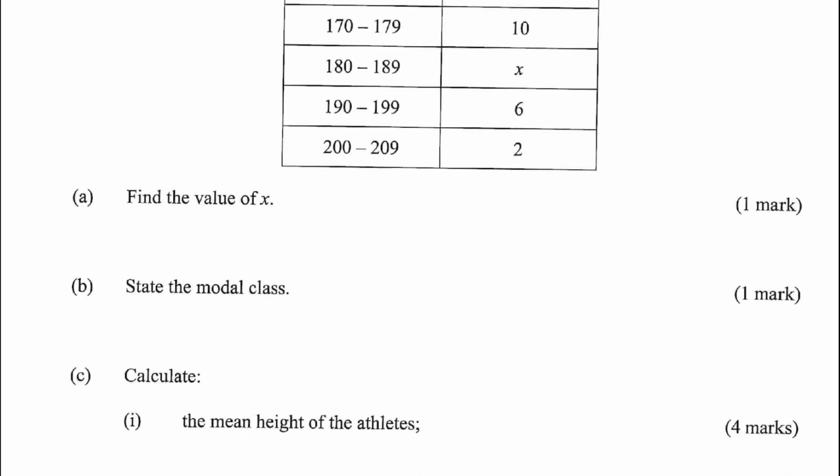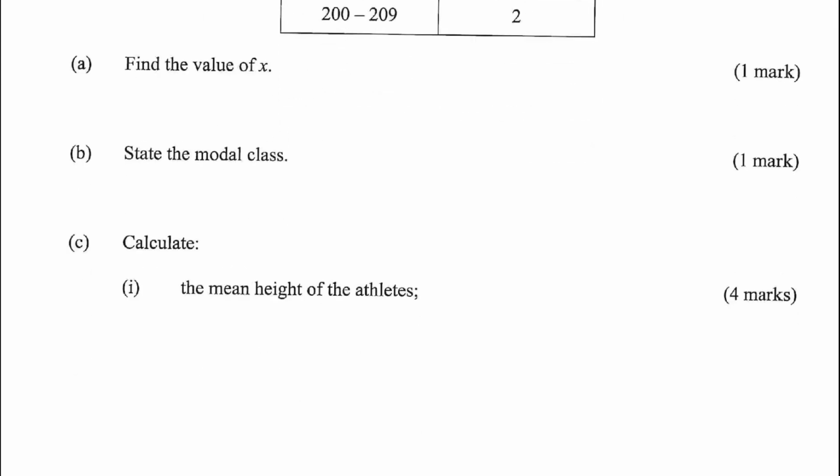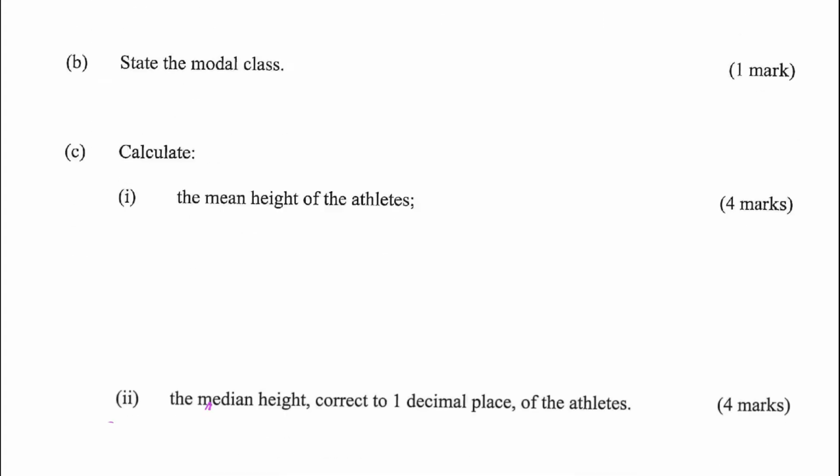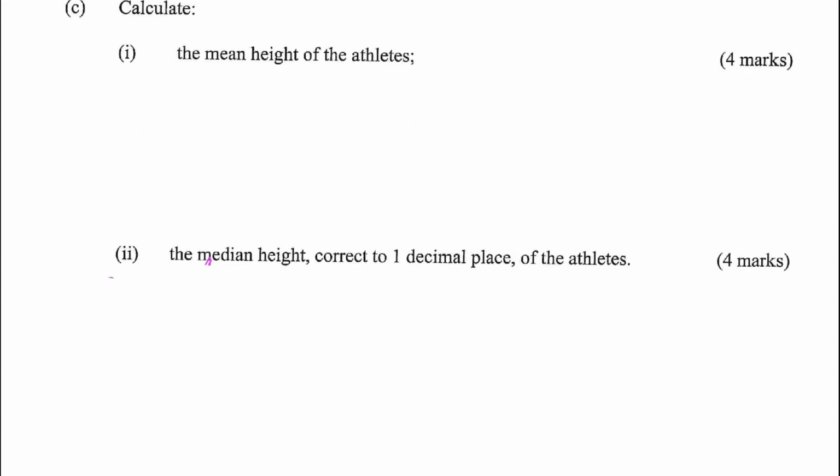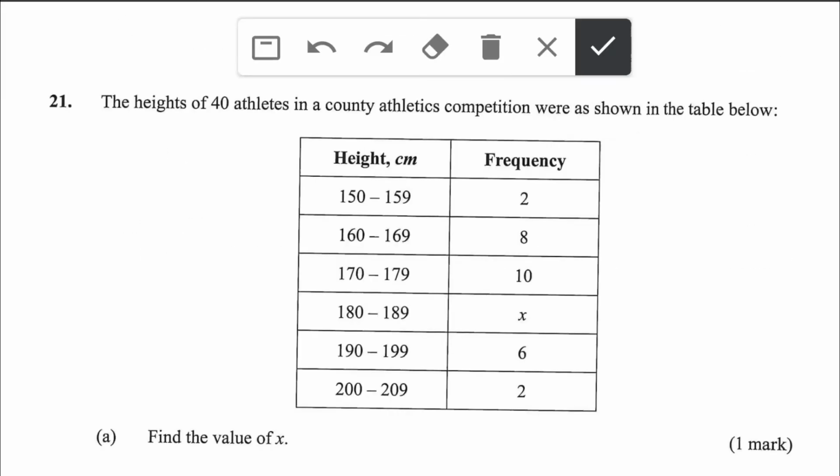Part A. Find the value of X, 1 mark. B. State the model class, 1 mark. C. Roman 1. Calculate the median height of the athletes, 4 marks. And C part 2. Calculate the median height correct to 1 decimal place of the athletes.